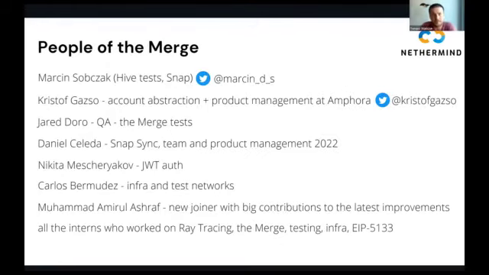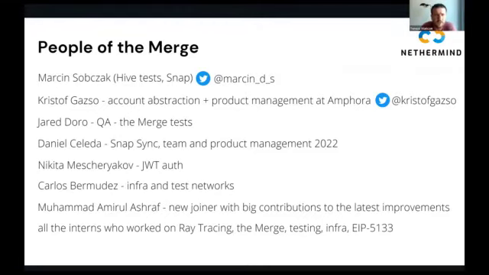More people of the merge. So Marcin Sobczak was going through hundreds or thousands of Hive tests, both the traditional ones, fixing every single one of them in the end. And now going also through the tests of the transition, the merge.